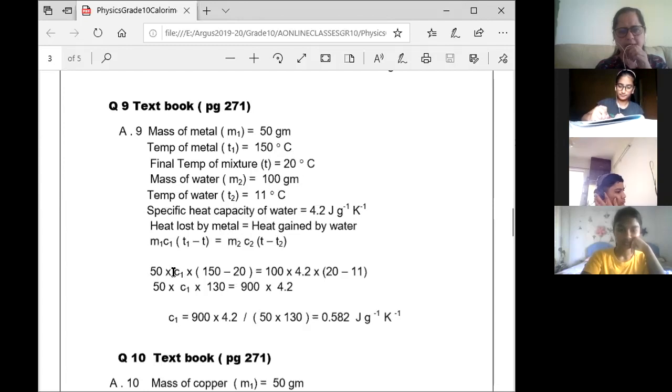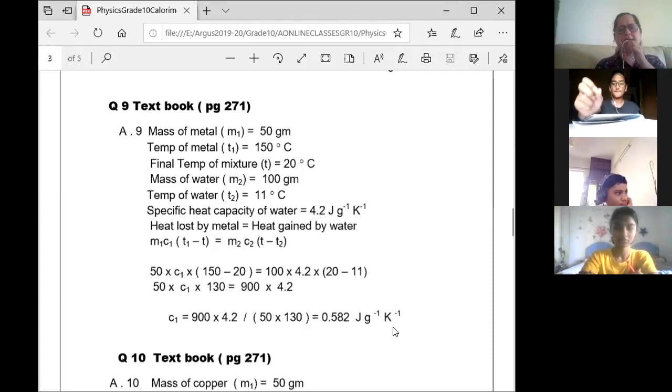I do not know the specific heat capacity of the metal, so I write C1. T1 minus T, I have written 150 minus 20, the initial temperature of that particular metal, and it has come to the final temperature 20. It has lost the heat. So 150 minus 20 equals 100 multiplied by 4.2, and water has come to 20, so 20 minus 11. So you get this equation. You just solve this. This is a linear equation, simple mathematics, and you will get the answer. C1 equals 0.582 joule per gram per Kelvin.